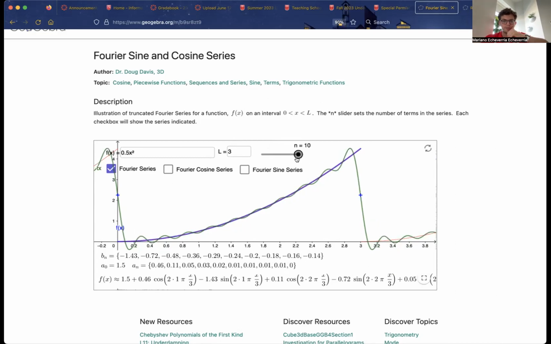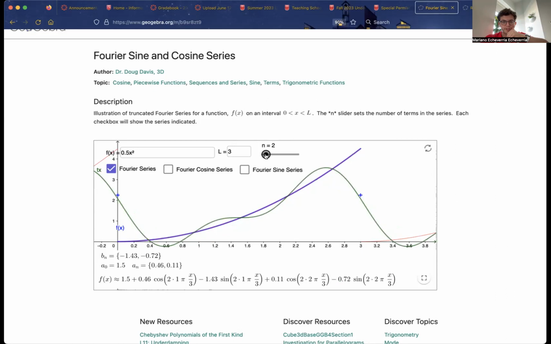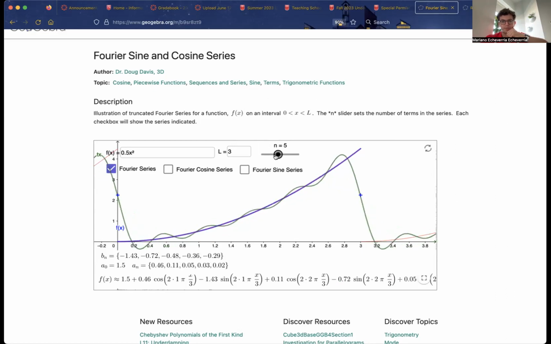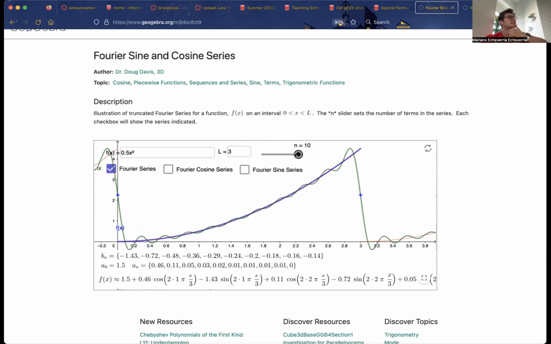which is, if you notice, we started with this green curve that looks very different, and then if you start adding more and more terms, they start looking more and more similar. And that's useful for engineering applications and things like that.